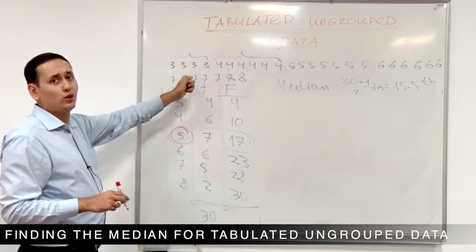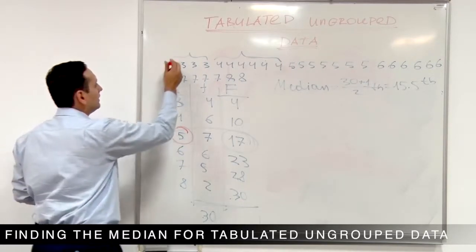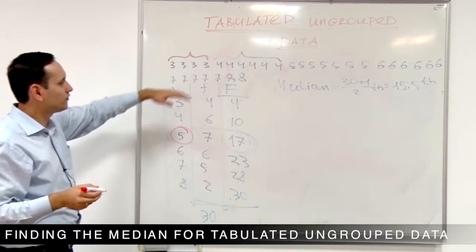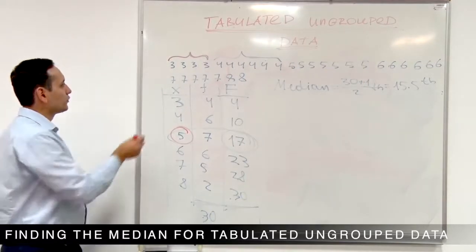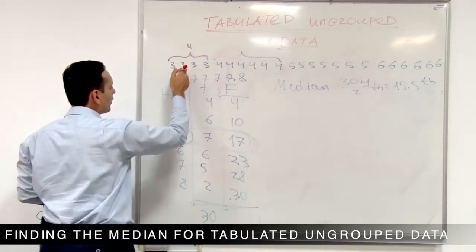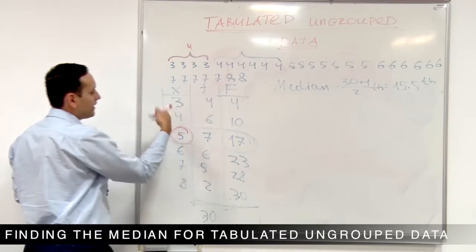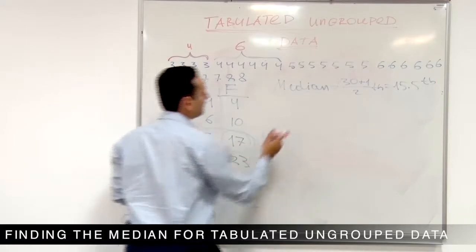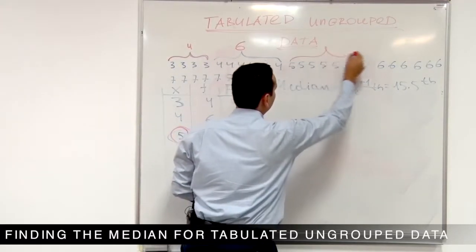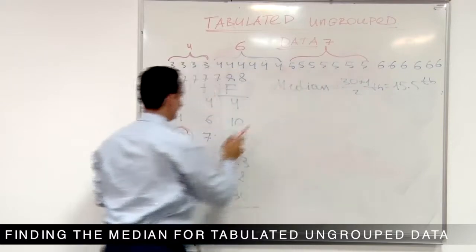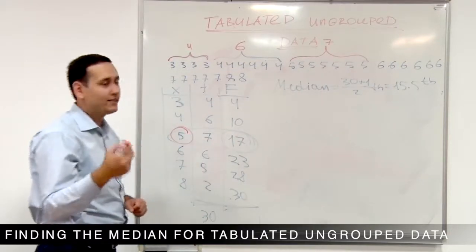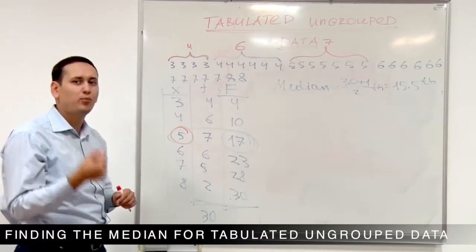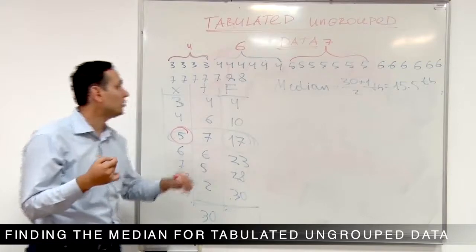So as you remember, I showed you the sequence of numbers, the untabulated version of it. There are 4 3s. Then you have 6 4s. Then you have 7 5s. Now let's count. Let's find out the 15.5 value in this data set.